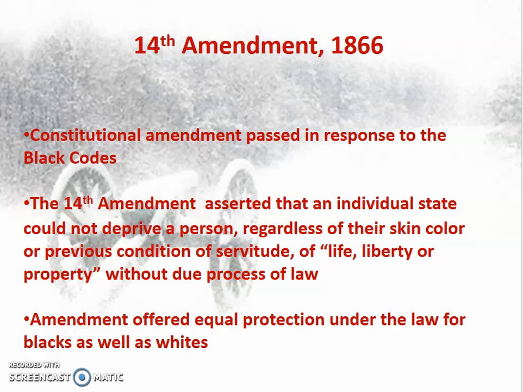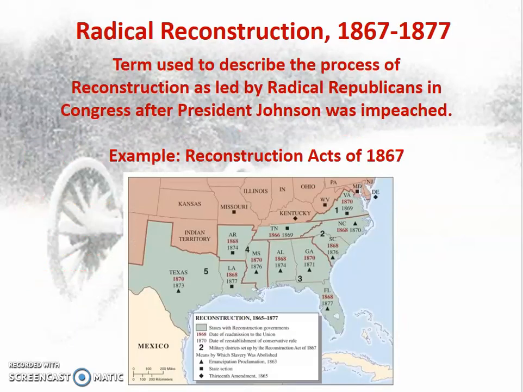The 14th Amendment now states plainly that an individual state could not deprive a person, regardless of their skin color or previous condition of servitude, of their rights without due process of law. White Southerners were enraged. They looked to President Johnson. They said, you're one of us. You're a white Southerner. How can you stand by and allow Congress to defend the rights of former slaves?